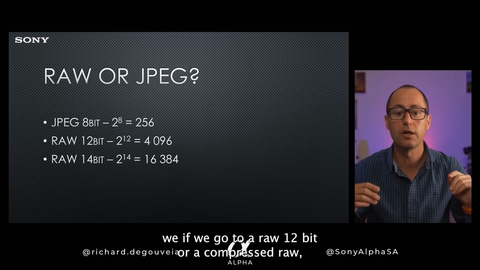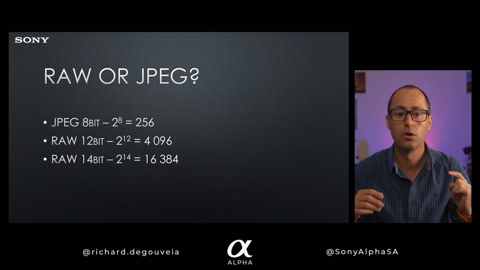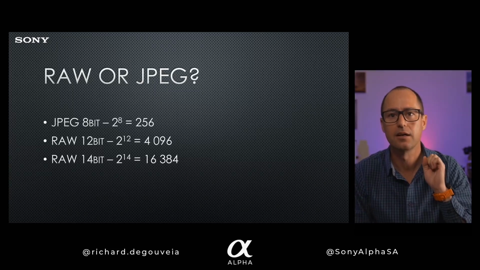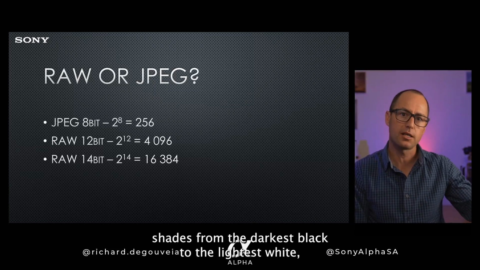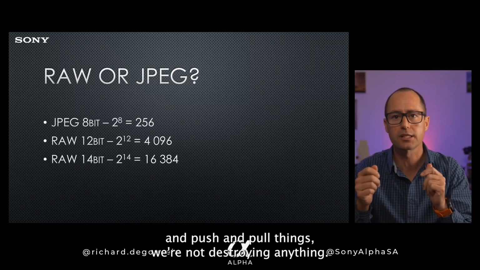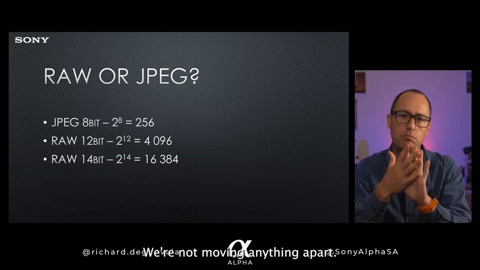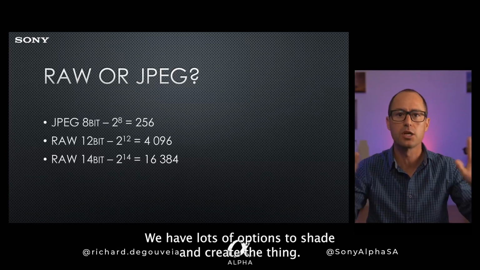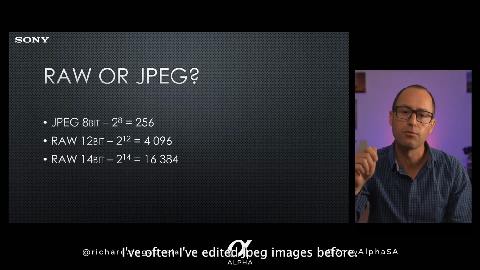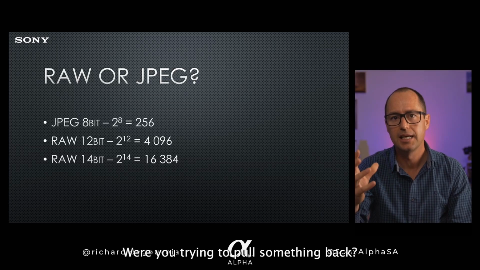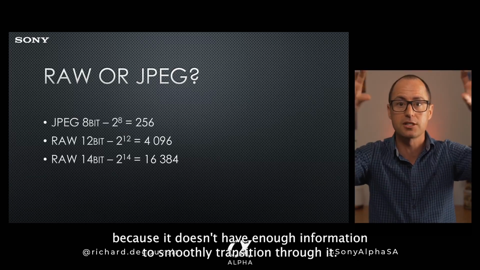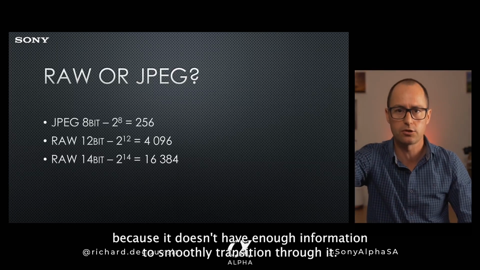If we go to a raw 12-bit or a compressed raw, what that's going to give us is 4,096 shades from the darkest black to the lightest white, which means now when we're starting to edit and push and pull things, we're not destroying anything, we're not moving anything apart. We have lots of options to shade and create the thing. I've edited JPEG images before where you're trying to pull something back, let's say we're trying to saturate the blues a bit, and you will actually see the color bands because it doesn't have enough information to smoothly transition through it.